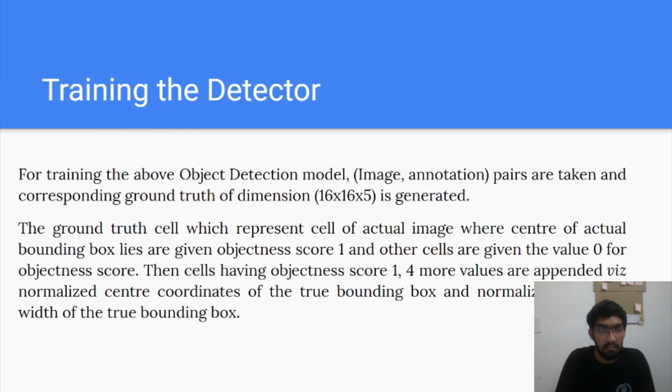Training the detector. For training the detector, we will be using the ground truth. For assigning the ground truth, we will make a 16x16x5 vector, and then we will assign 1 for the objectness score for the cells having the center of the bounding boxes lying within them, and then we'll assign the 4 more values, which are the normalized coordinates of the true bounding box and the normalized height and width of the true bounding box.